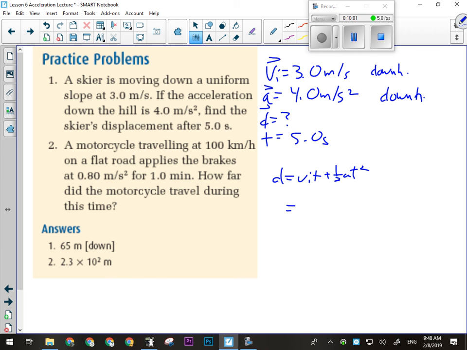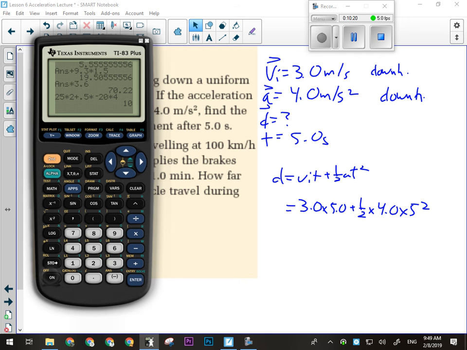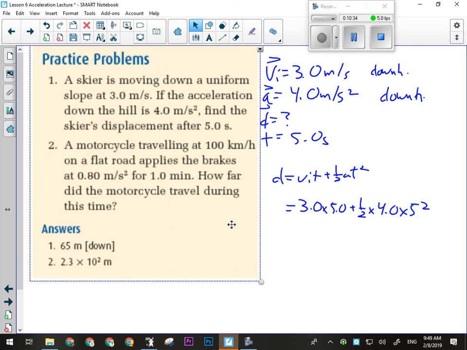So we're going to have our 3.0 times 5.0 plus 1/2 times 4.0 times 5 squared. That's what we're looking at there. We don't have to worry about anything being negative because everything was down the hill. He's not changing direction at any point. So we got 15 plus 0.5 times 4 times 25. So 65 meters downhill.